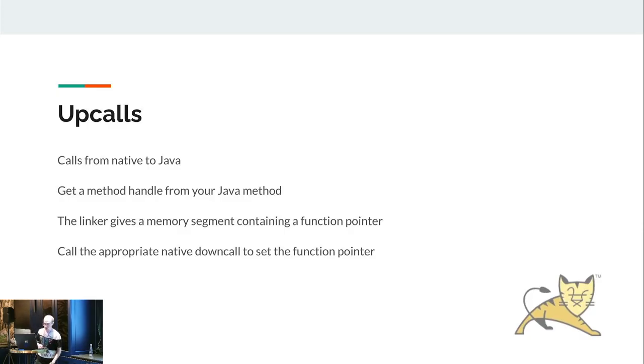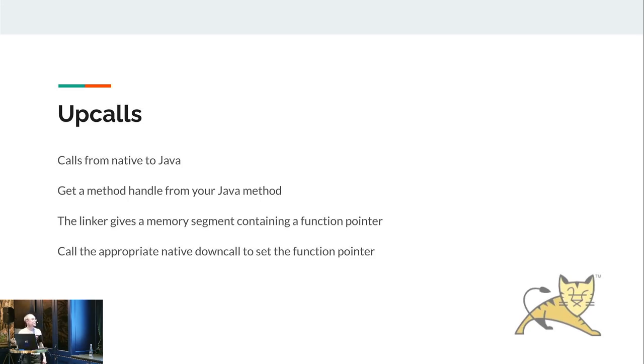So upcalls, that's the opposite. It's a bit more complex. Those are basically callbacks from native to Java. Okay, so the general idea is to tell FFM to generate a stub for the native invoke, and that will call back a Java object of yours, or a method in a Java object, rather.